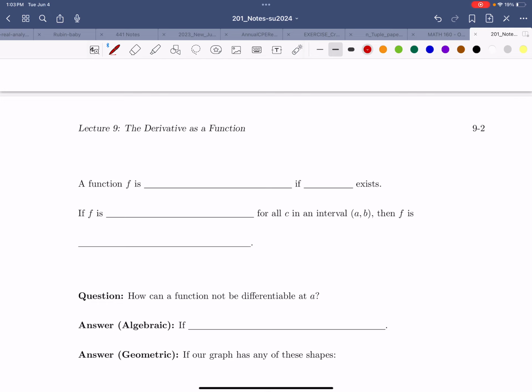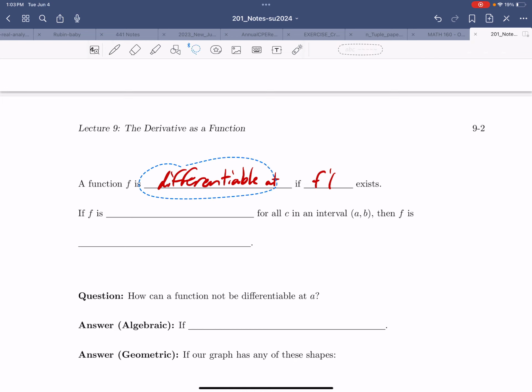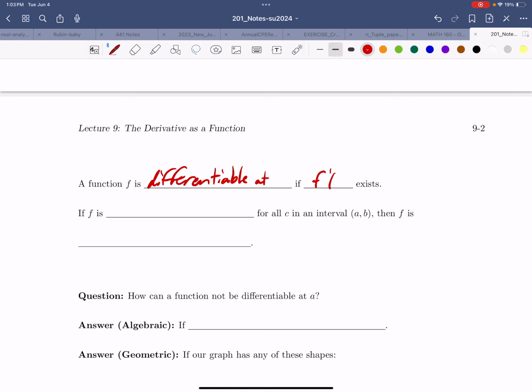A function f is differentiable if f prime of x exists. Or maybe I guess actually what we could say is a function is differentiable at x equals a if f prime of a exists. That might be a better way to say it.